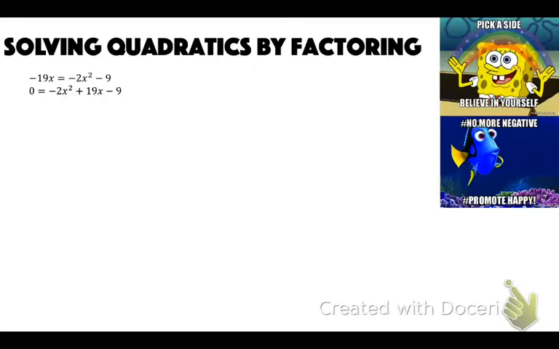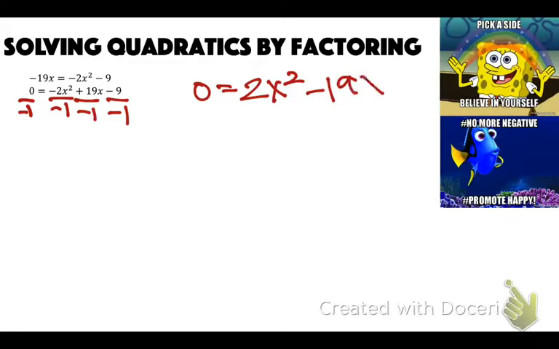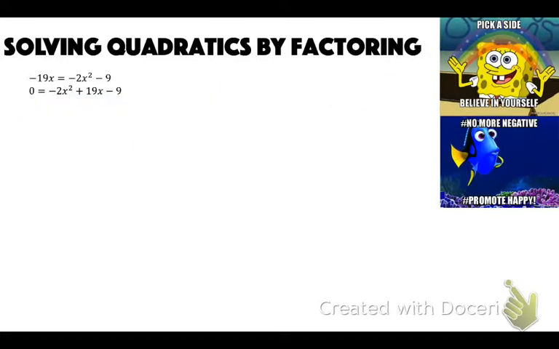And I can show you this step if you want. But if we just divide everything here by negative 1, you end up getting 0 divided by negative 1 is 0. Negative 2x squared divided by negative 1 is 2x squared. 19x divided by negative 1 is negative 19x, and then negative 9 divided by negative 1 is 9. So it really just switches all the signs. Okay? And then I'm just going to move this over to the other side of the equation.